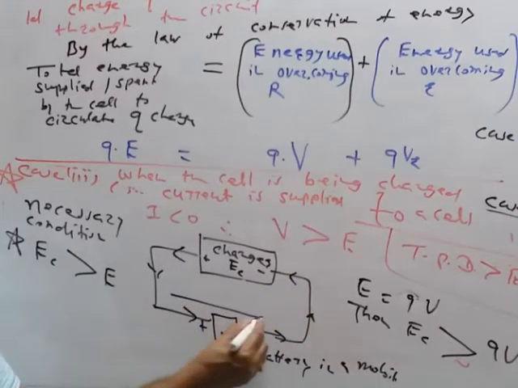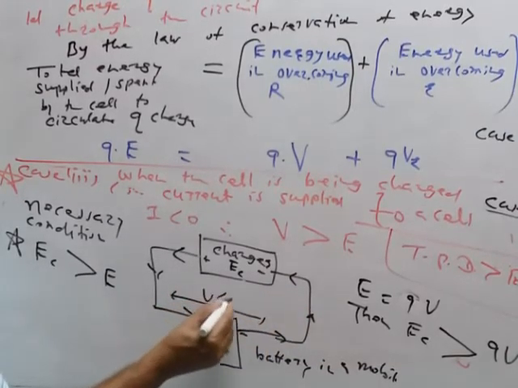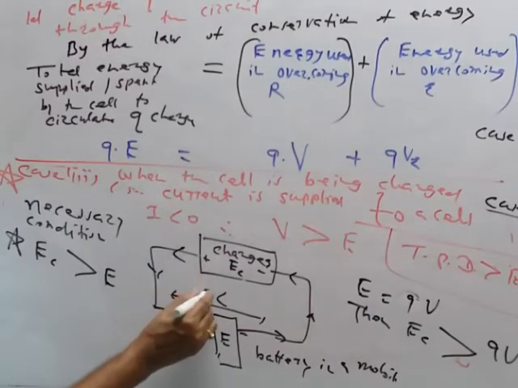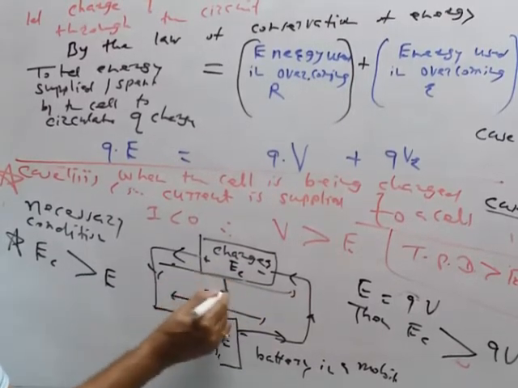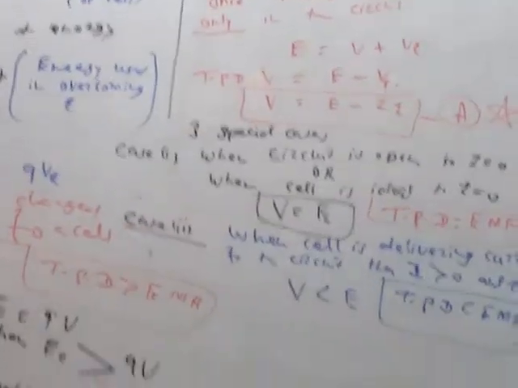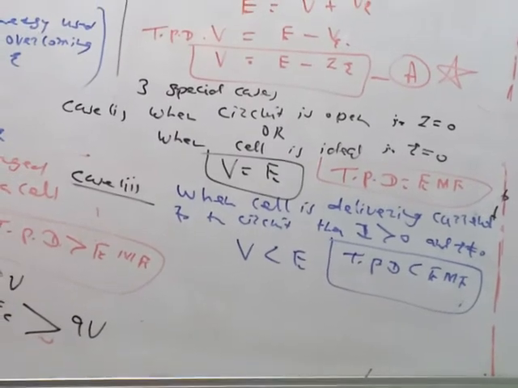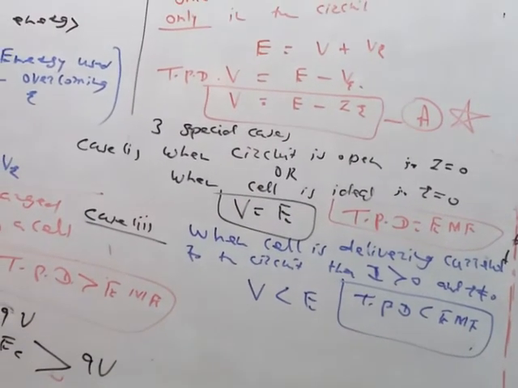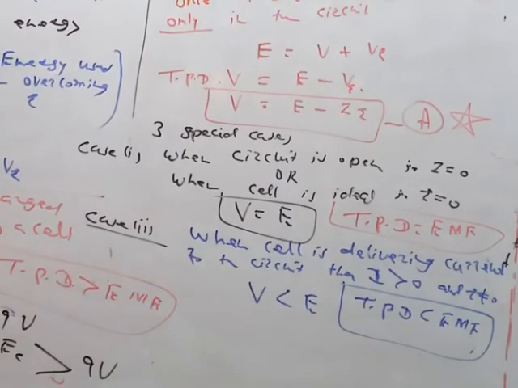So this V is the TPD of the cell, and the EMF of the battery is less than the TPD like this. So these are the three cases. The second case is important, one that we will use many times, when the cell is delivering the current. Next time we will see what happens when the cells are connected in series and parallel.